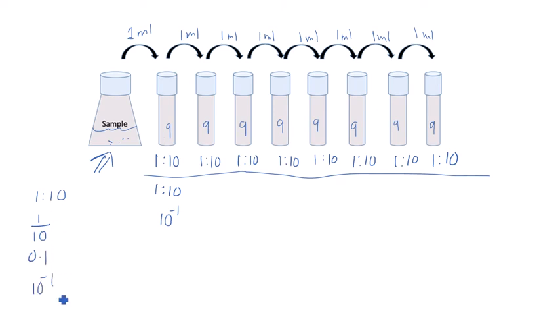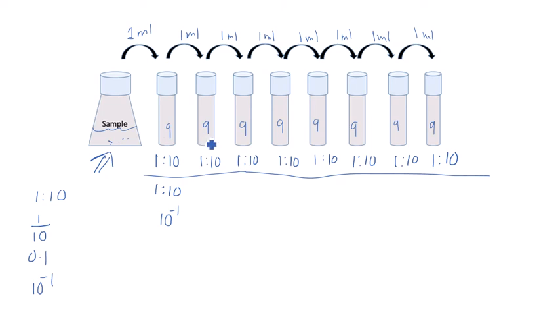It is the same as 10 to the power minus 1. They all are the same. Okay, metric system. If you want to take a look at these conversions, go back to your metric system and review the document. But 1 to 10 is the same as 10 to the power minus 1. This is the total dilution factor of your tube number 1.